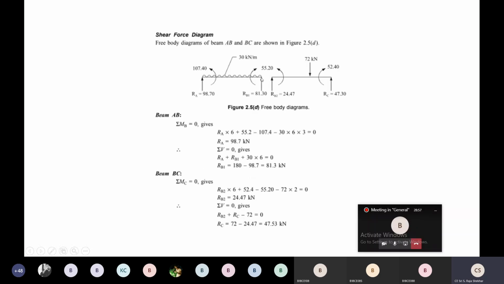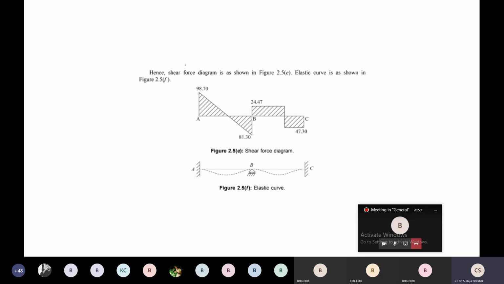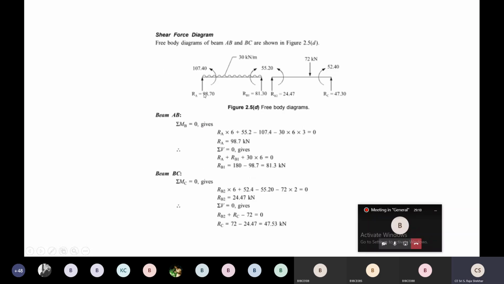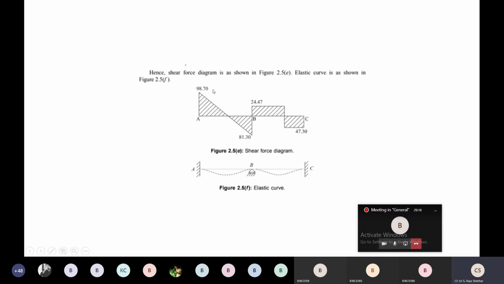Now the load here is a uniformly distributed load. For a uniformly distributed load, the shear force diagram variation is linear. At A, we have the reaction 98.70. We have to represent it here and draw this line. Join 81.30 and 98.70 and hatch this portion. This represents the variation of the shear force diagram for the applied load.